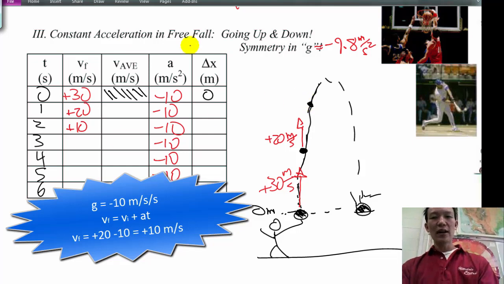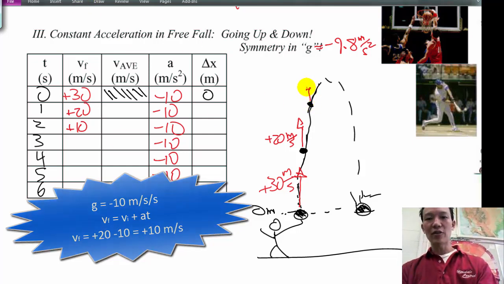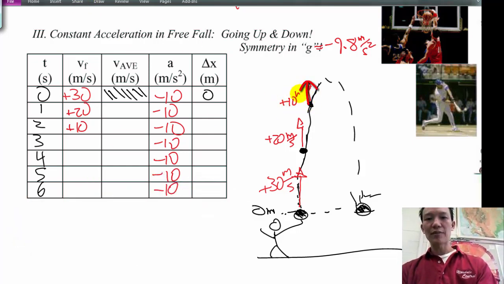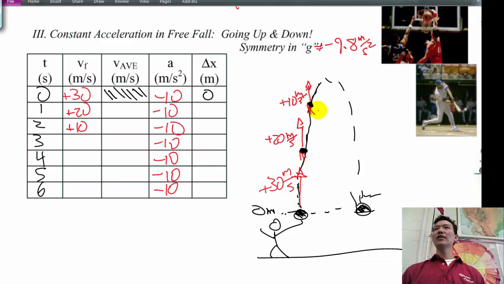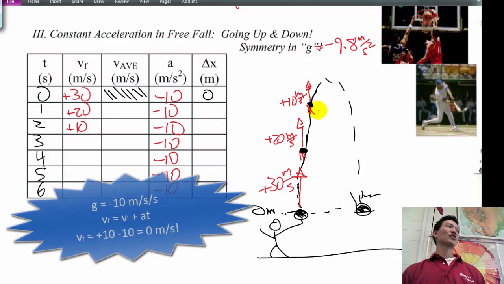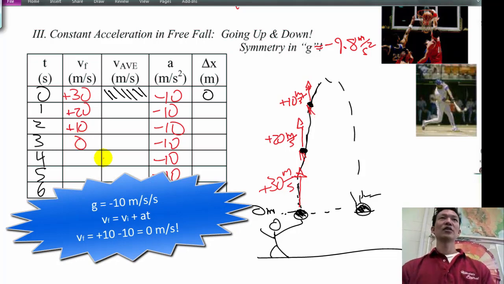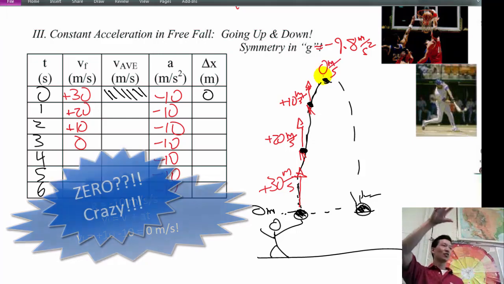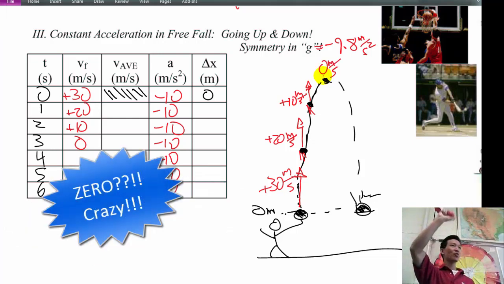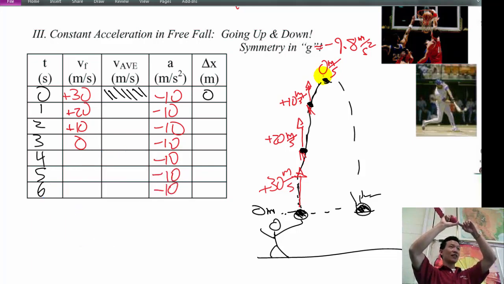Let's sketch that in. So we'll draw an arrow a little bit shorter to represent 10 meters per second as the ball is flying upwards. Finally, after 3 seconds, if the acceleration due to gravity is negative 10 meters per second every second, and you're at 10 meters per second, you will slow down to what? A big fat 0. What? Really? 0? Are you nuts? How can it be 0? So what does that mean? If you're at 0, you're actually where? You are at the very top, exactly, at the peak, the apex of the parabolic trajectory.